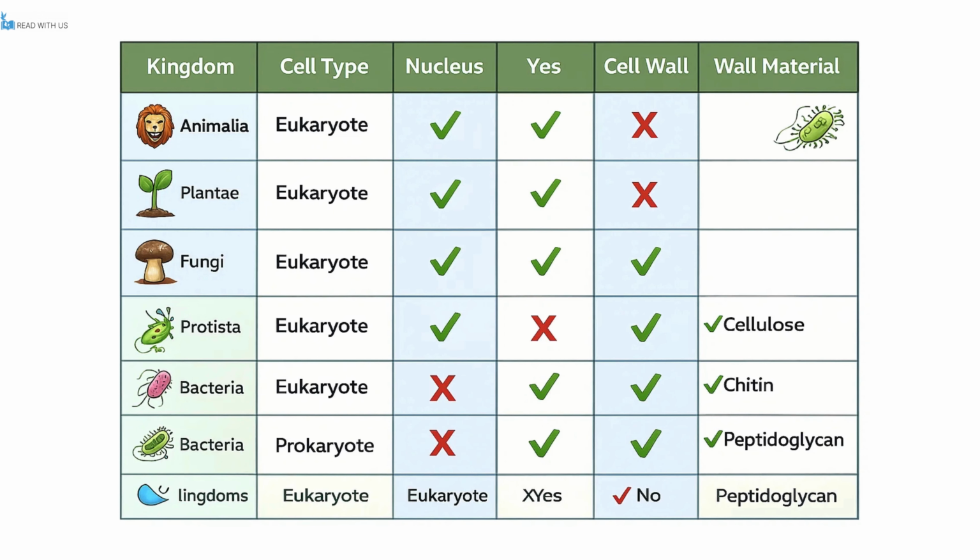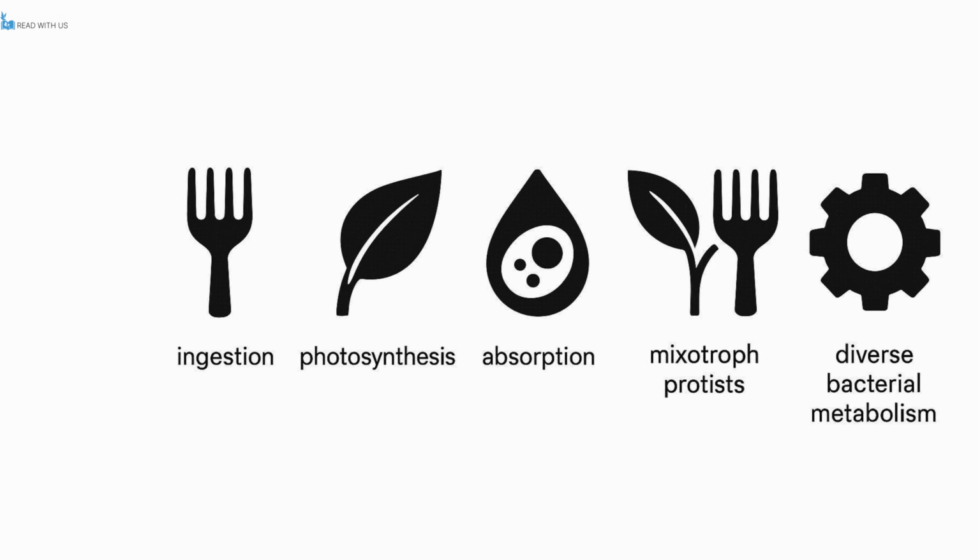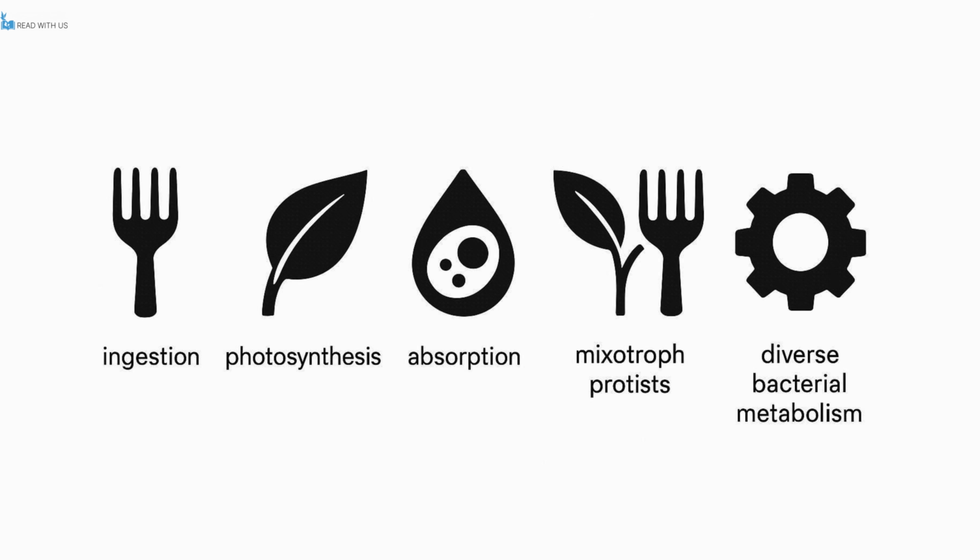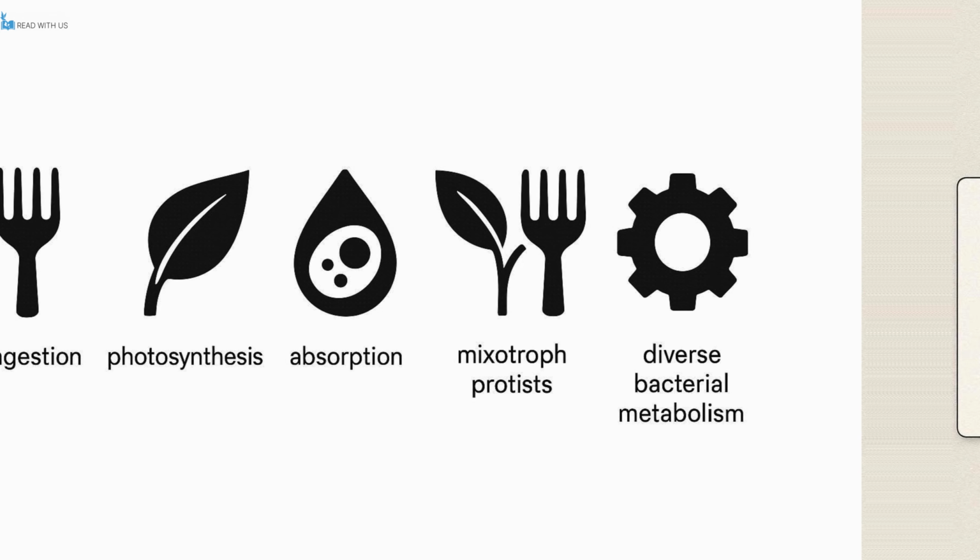One reliable way to classify is to check cell type, presence of a nucleus, and whether a cell wall is present and what the wall is made of, such as cellulose, chitin, or peptidoglycan. Another quick check is the method of nutrition and storage. For example, animals ingest, plants photosynthesize, fungi absorb, some protists can do both, and bacteria use diverse pathways.